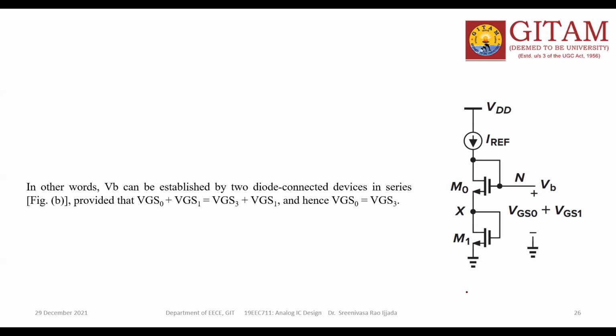Why do we need to connect like this? Because the VB, whatever the potential required for the M3 transistor, should be such that we keep VDS2 or VGS3 constant. So VGS0 plus VGS1 is equal to VGS3 plus VGS1, and hence VGS0 and VGS3 become equal from these two concepts, because these two terms cancel each other. If we equate, VGS0 equal to VGS3 will be the remaining result.